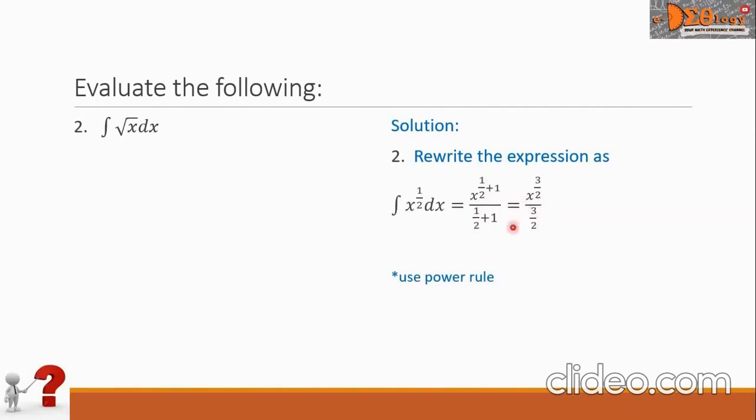We can simplify our denominator here by flipping it up. So we have now 2x raised to 3 over 2 all over 3. We can return this x with fractional exponent into a radical expression. So we have now 2x square root of x all over 3. Then we will add the plus c. This is now the final answer.